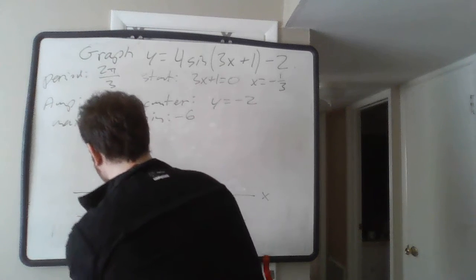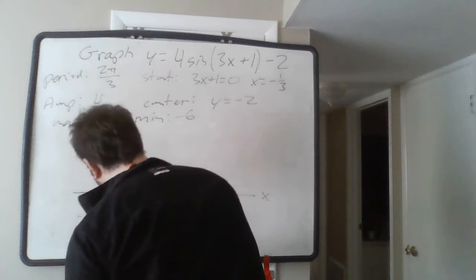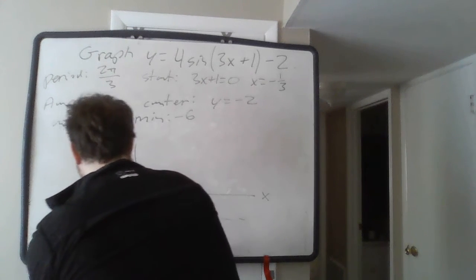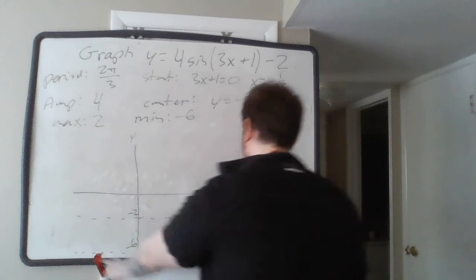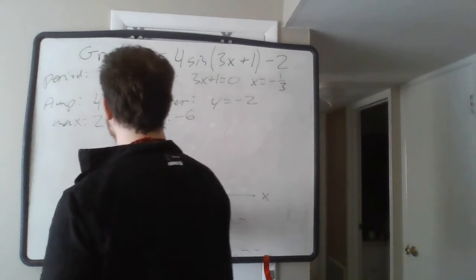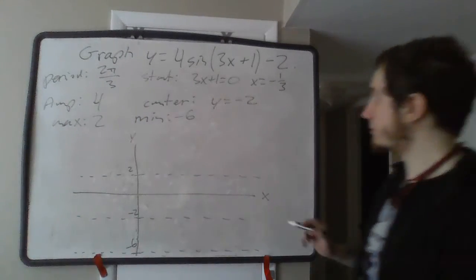Minimum is going to be down here. Whoops, not at -4. Why am I writing a -4? We want the minimum to be down at -6. So again, a dotted line down there just to help me out. And the new maximum is going to be at +2. So we're going to put a line there for our maximums.